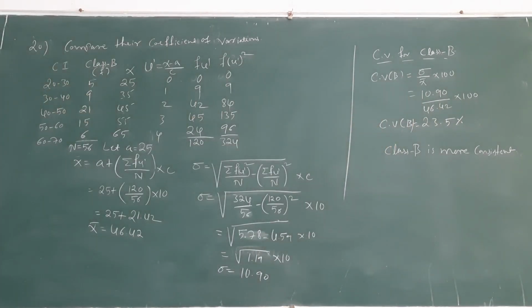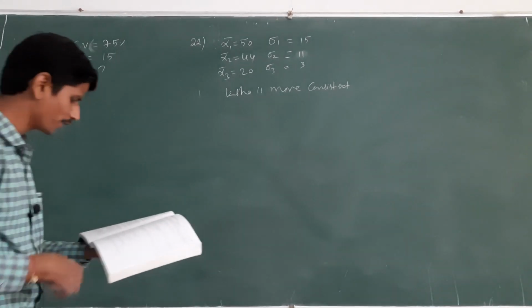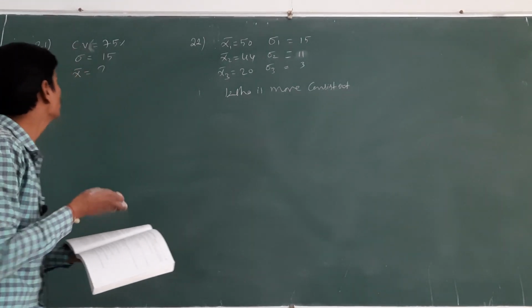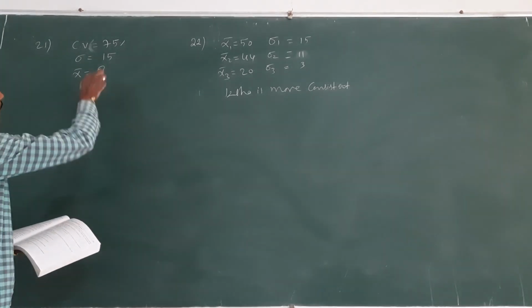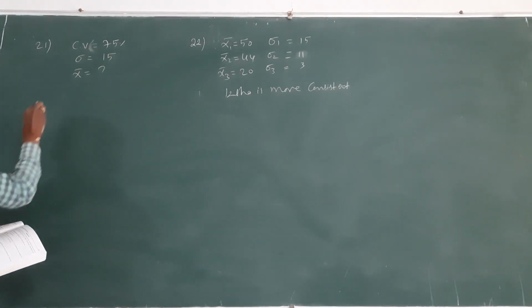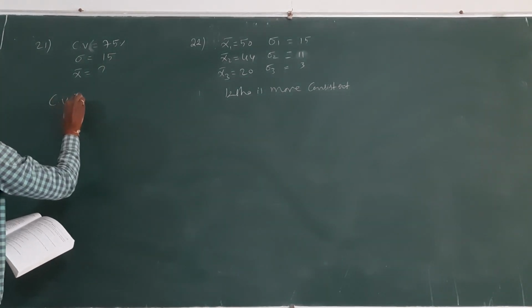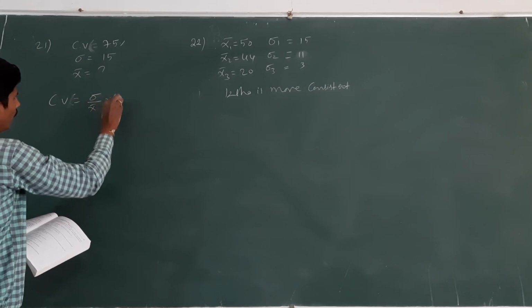Okay, the next problem, the 21st. In the 21st problem, the coefficient of variation and standard deviation of a distribution are given as 75% and 15 respectively. Find its mean. Here CV is 75% and sigma is 15. CV equals sigma by x bar into 100.